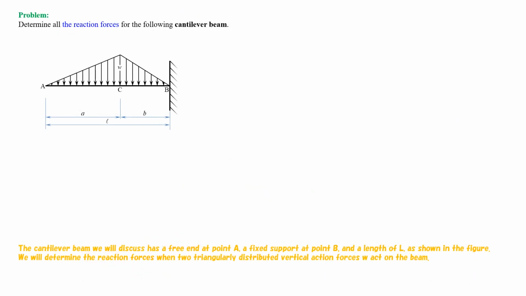The cantilever beam we will discuss has a free end at point A, a fixed support at point B, and a length of L, as shown in the figure. We will determine the reaction forces when two triangularly distributed vertical action forces W act on the beam.